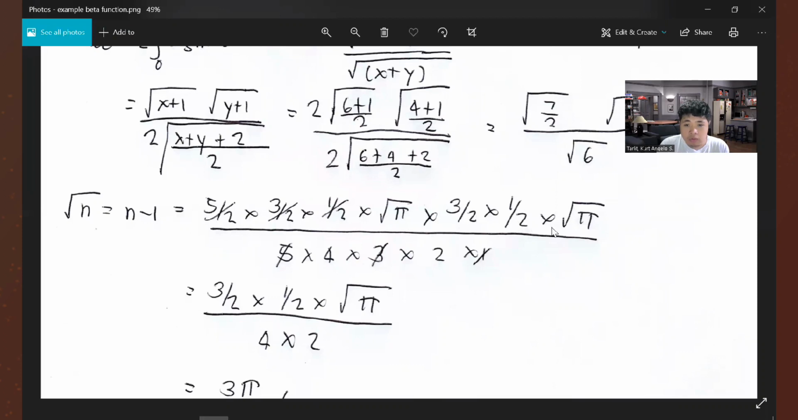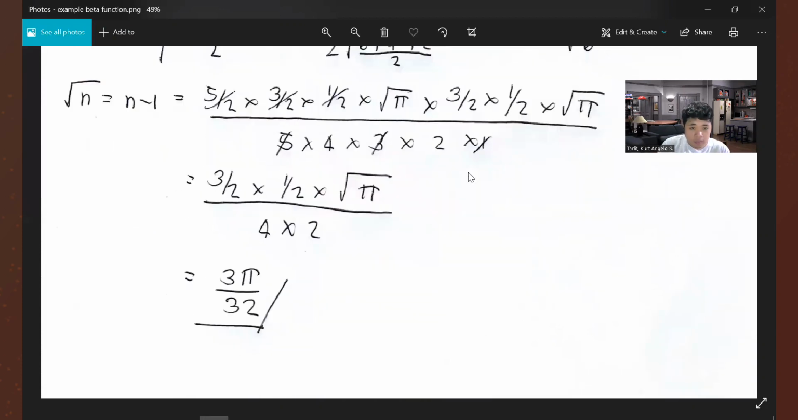3 over 2 times 1 over 2 times root pi, equal to the factorial, 5 times 4 times 3 times 2 times 1. So we can use cancellation. I cancelled 5 over 2 with 5, 3 over 2 with 3, 1 over 2 with 1. So after cancellation, this is what's left: 3 over 2 times 1 over 2 times pi over 4 times 2.